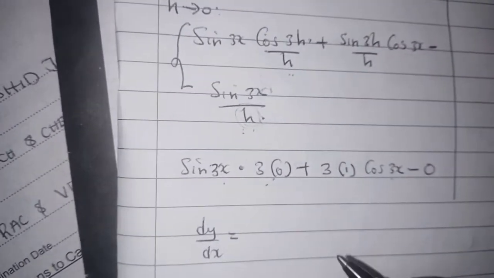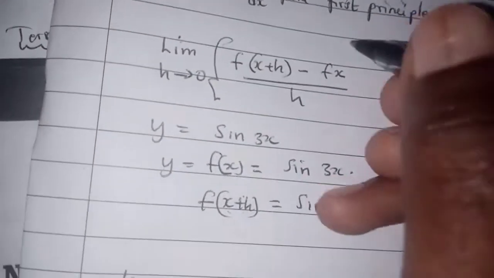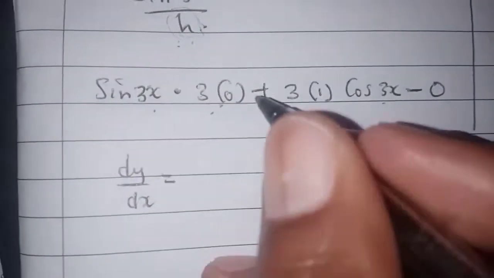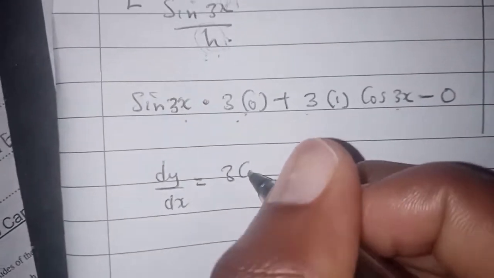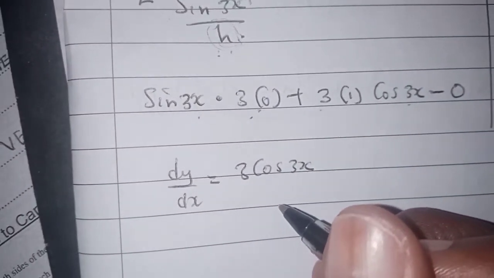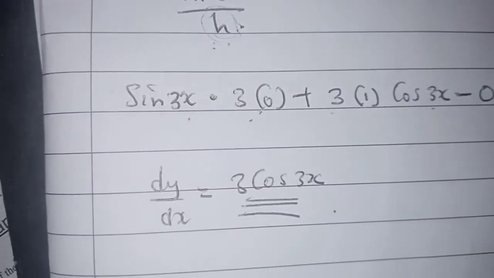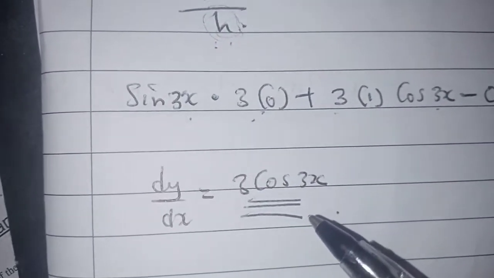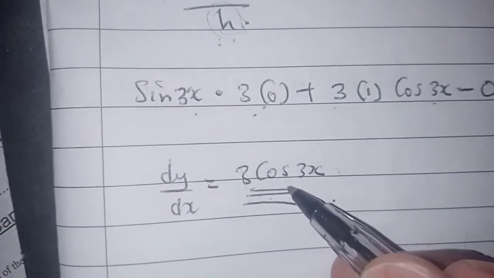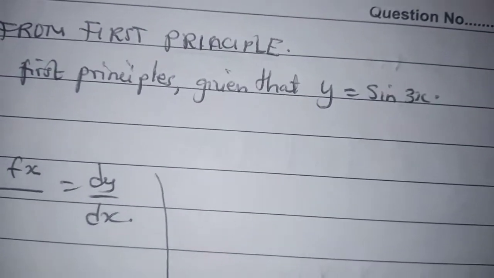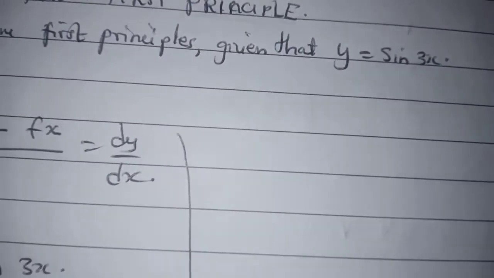dx from our first principle, dy over dx, now it will be given by 3 multiplied by cos of 3x. Therefore, it is done from the first principle. The derivative of sine of 3x is given by 3 cos of 3x. We can prove that. For those who have such a kind of question, it needs some concepts which you have to have for you to come and apply it here.